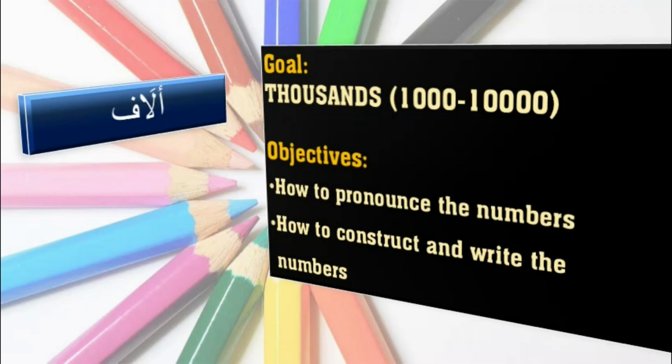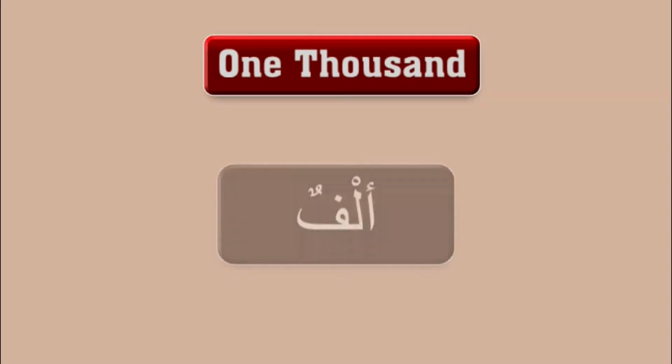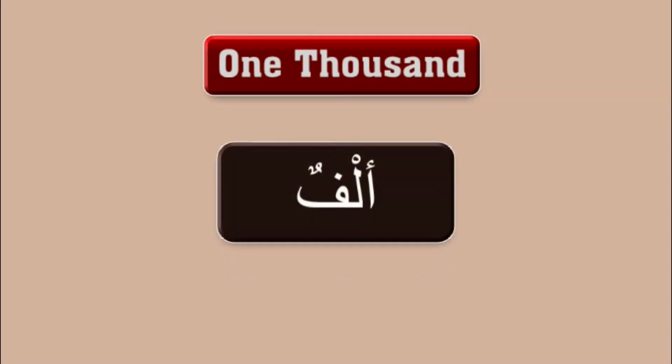In this video, we are going to learn thousands or alaf in Arabic, numbers which are 1000, 2000, 3000 till 10,000. So let's begin our lesson. First, we are going to learn how do we say 1000 in Arabic. So 1000, we call it alfun or alf. So whenever we listen the word alf, it means 1000.